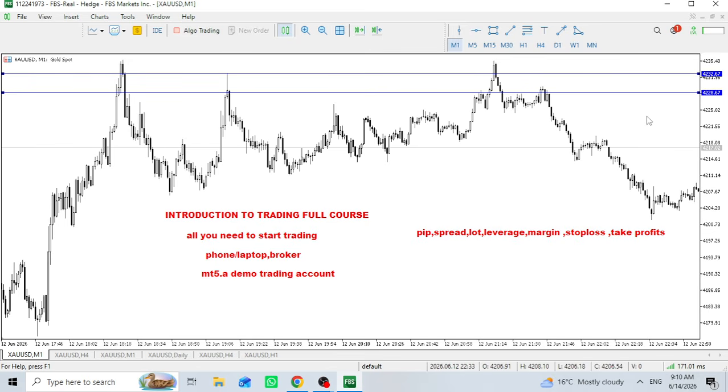But the thing is, you're just taking the highest price minus the lowest price. The difference there is what we call a pip movement, or if you want, you can call it a range. Pip movement: 1 2 3 4 5 6 7 8 9 10. If gold moves from 4248.27 to 4248.77, then gold will have moved by 10 pips.